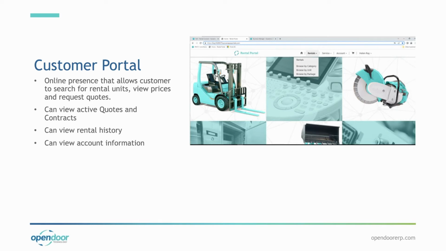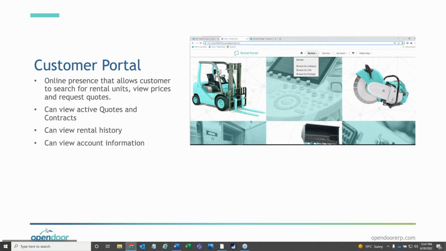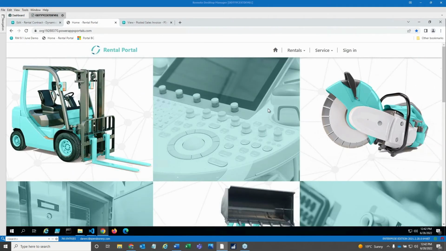So this gives the business an online presence and allows their customers to search for rental units, view prices, request quotes, and the quotes are actually generated inside of Business Central. It also allows the customer to see their active quotes and contracts, as well as rental history and invoices. And this can also be set up to show service units and activities as well. And let's pop over there and show this.